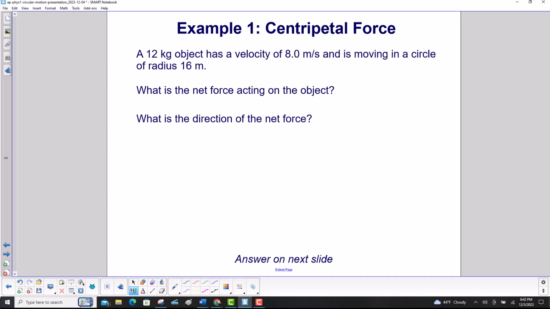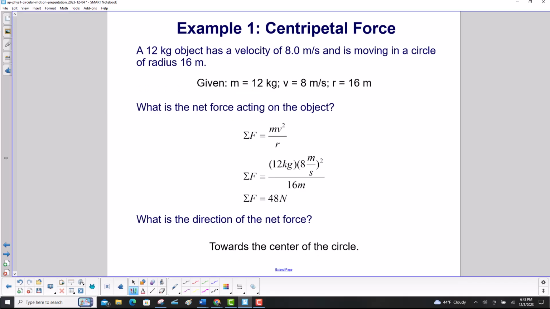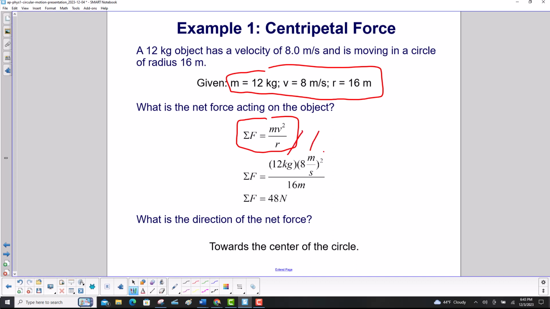A 12-kilogram object has a velocity of 8 meters per second and is moving in a circle of radius 16 meters. What is the net force acting on the object? What is the direction of the net force? We write our givens, and then we use the equation. Sum of the forces is mv squared over r. We put in the mass, the velocity, and ensure that you square it, divided by the radius, and we get 48 newtons. The direction of the net force is towards the center of the circle.